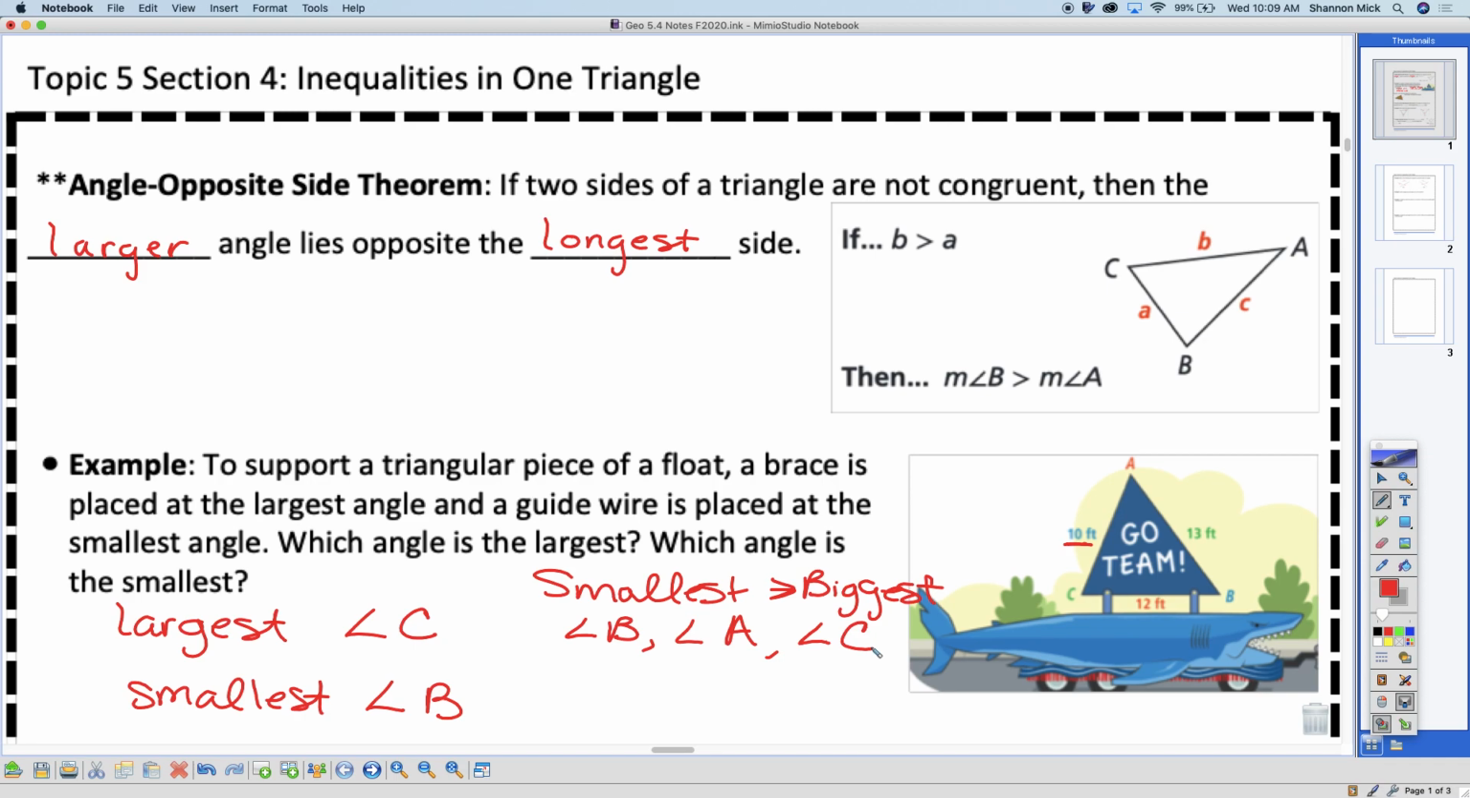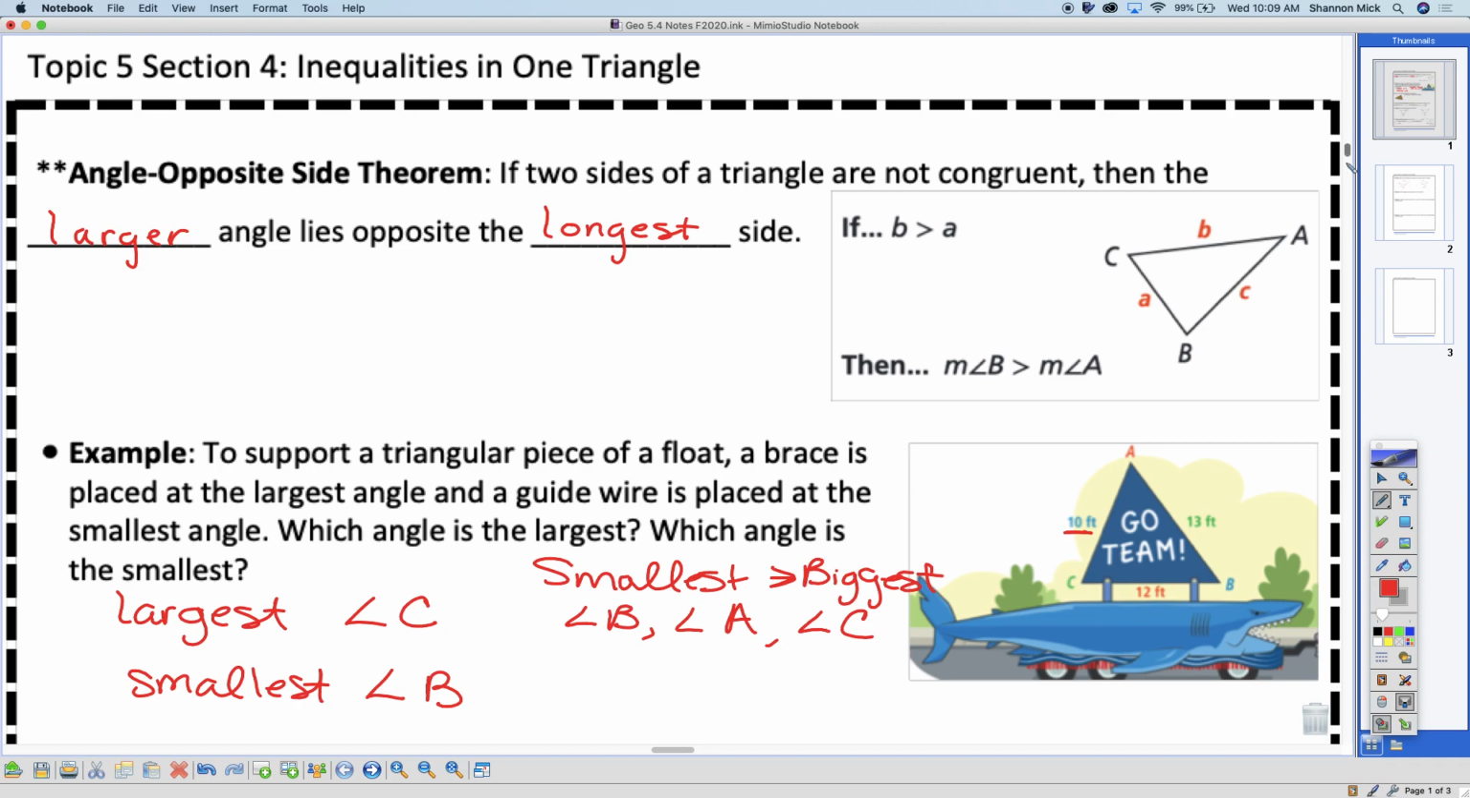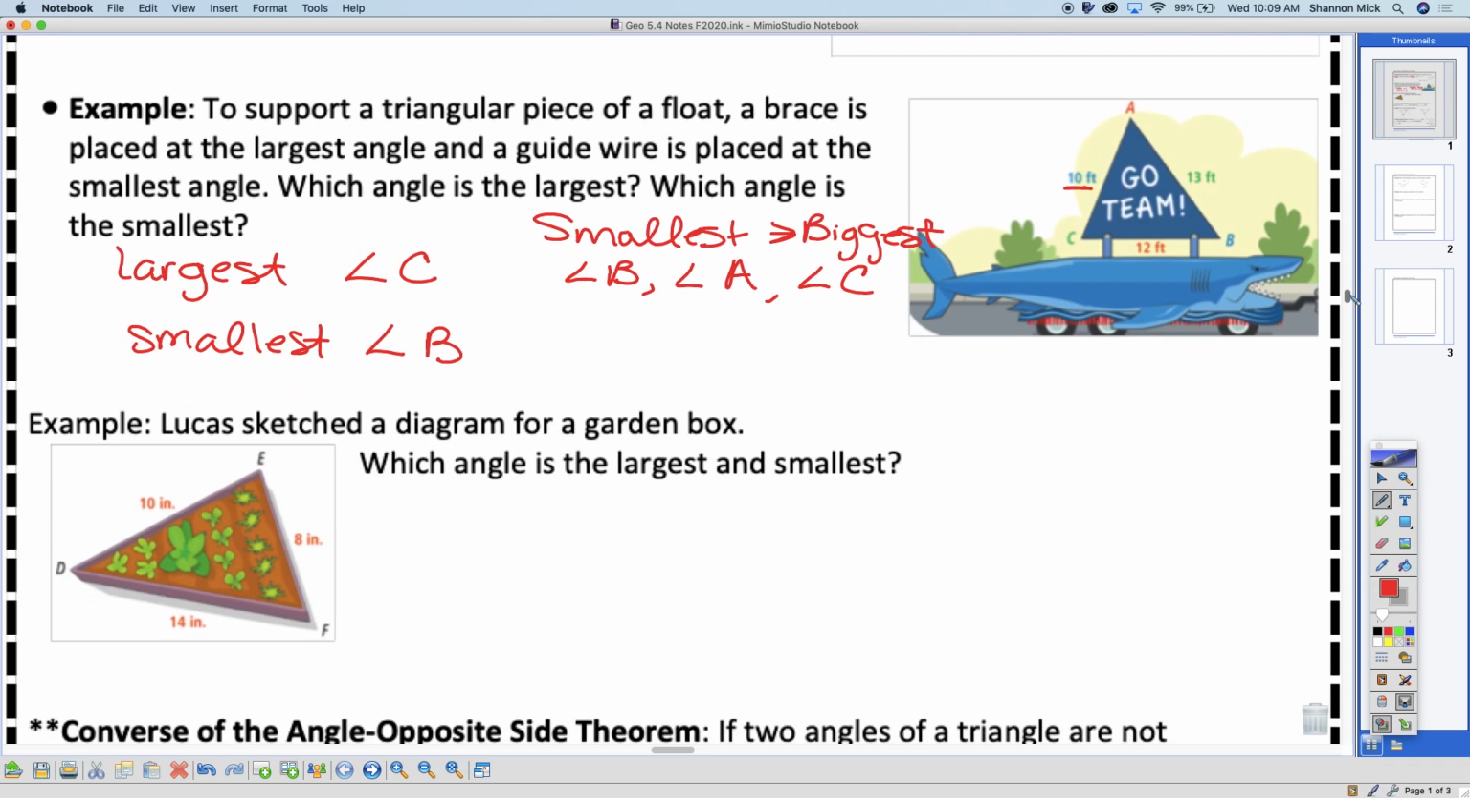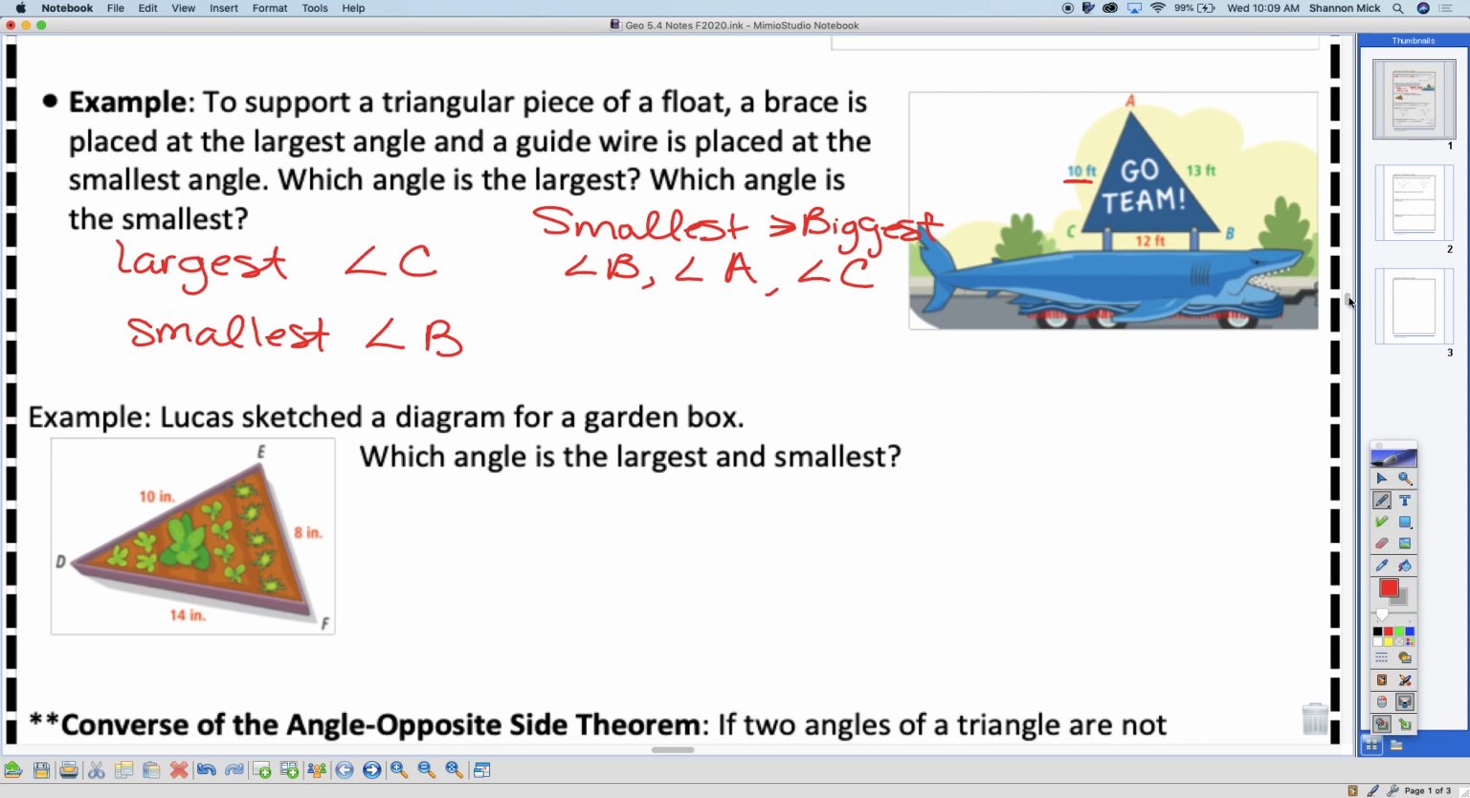You have a garden, and I want to know the largest angle and the smallest angle. That's 8, 10, and 14 if you can't read it, if you want to write it bigger. It's hard to tell on my computer how small it's going to be. When I read it, 8's kind of hard to read. 10 and 14 are good, right?